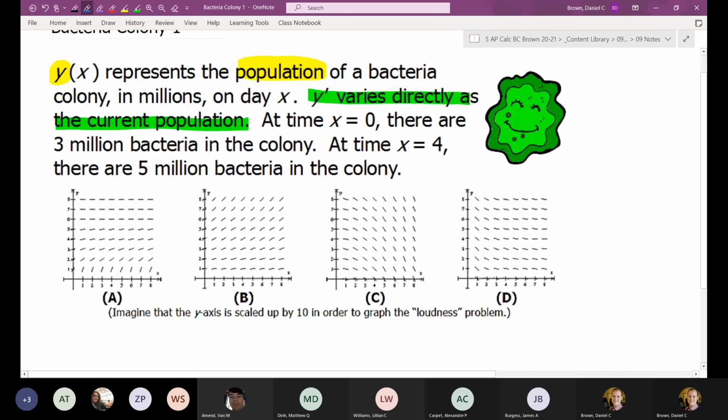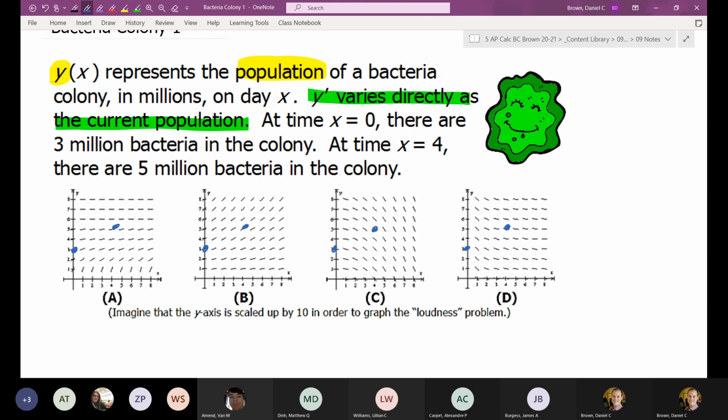So it does tell me that at x is equal to 0, there's 3 million bacteria. So here's the initial condition drawn on all the graphs. And then at x is equal to 4, there's 5 million bacteria. So there's the two initial conditions on those slope fields. Which ones can we eliminate most easily? C and D. So we see that this population is growing.